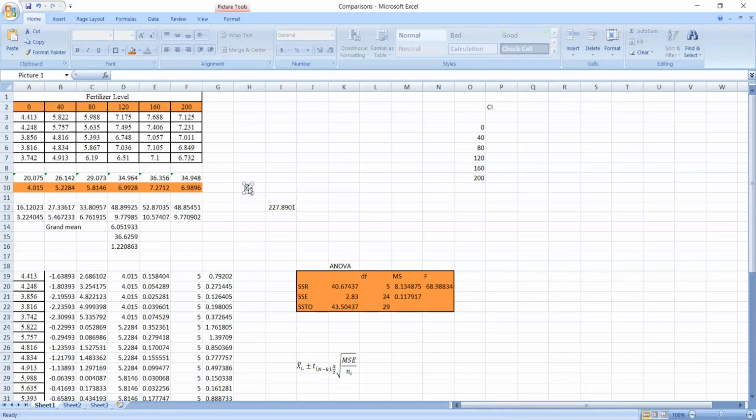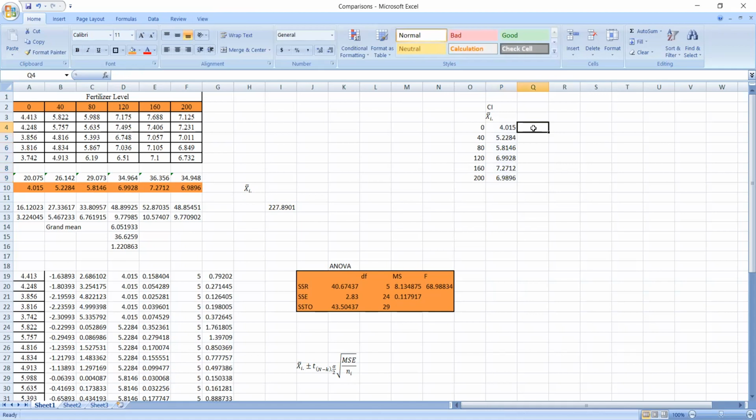So I'll just put the mean values here: 4.015, 5.2284, and then you have 5.8146, 6.9928, 7.2712, 6.9896. So we have the treatment mean values.